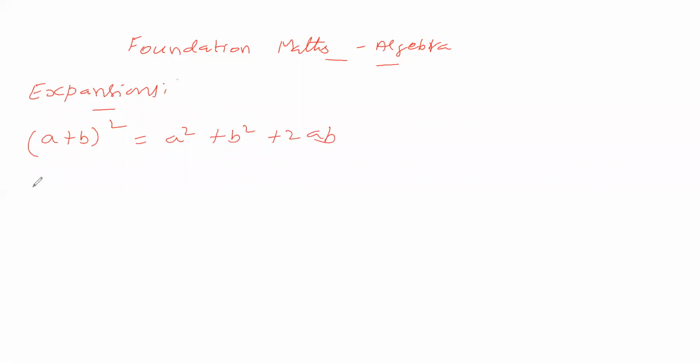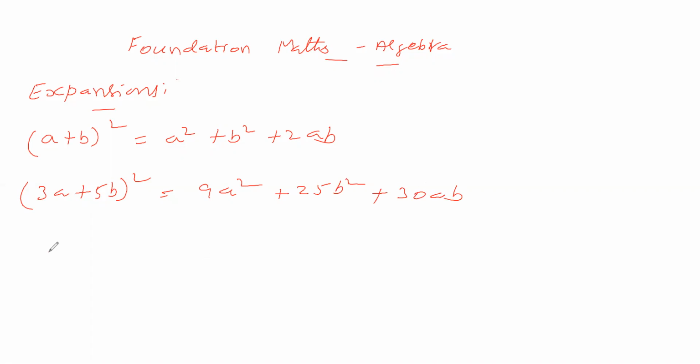Now we will take one sum. We will take 3a plus 5b whole square. First we will square this one, then we will square this one, then we will multiply these two with 2. So we will get so and so. This expression we got.